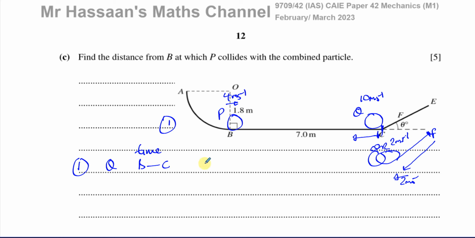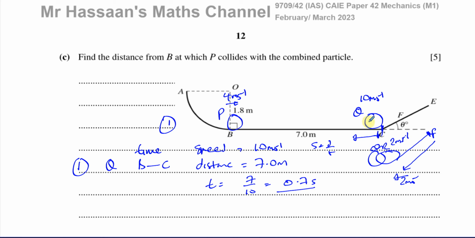Now, we know that it moved a distance of 7.0 meters, and we know that it was going at a speed of 10 meters per second. So we know speed equals distance over time, so time is equal to distance over speed. So it's 7 over 10, which is 0.7 seconds. So it's taken 0.7 seconds for Q to go from there to there.